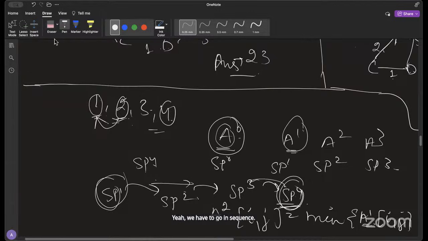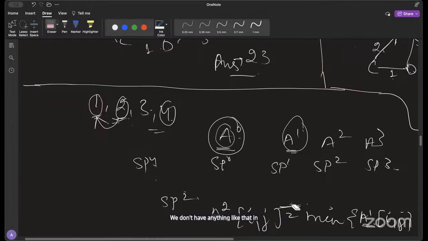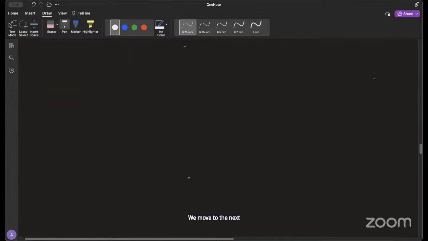This order, will that not be taking time, madam? Because if you have to find, let's say, SP5 and we don't have SP4, anything like that in the exam. Don't worry. We don't have such tedious things in the exam. Because I saw in the practice assignment, it was slightly time taking. Okay. Can we move to the next question?